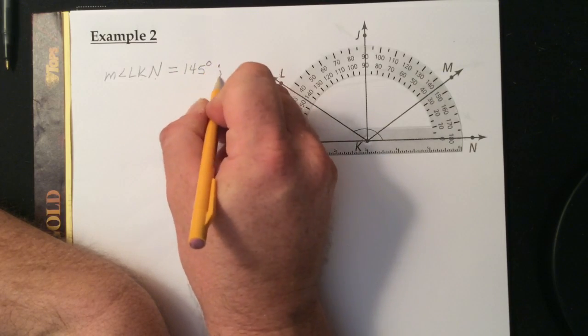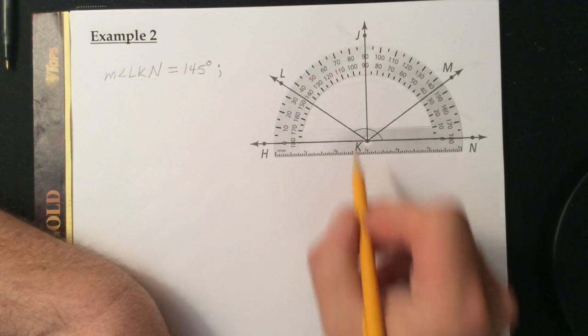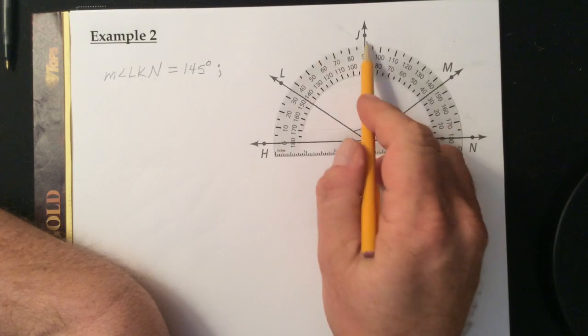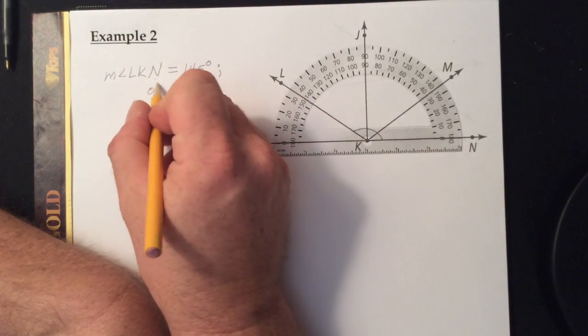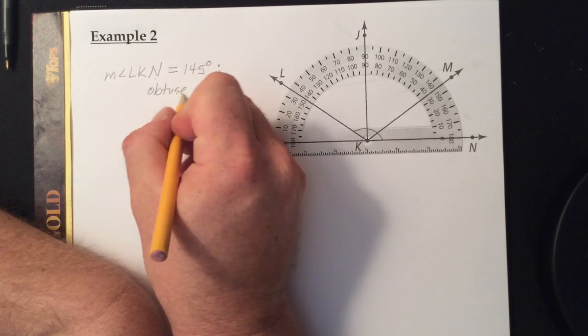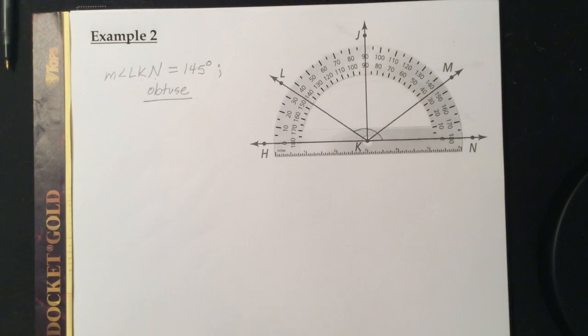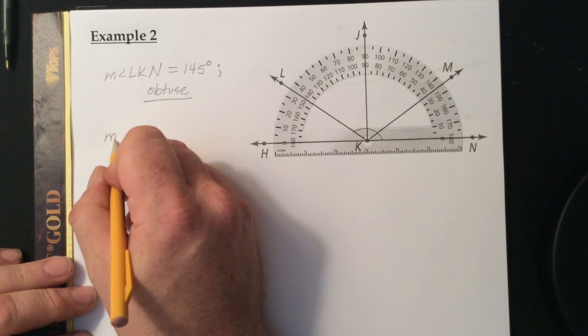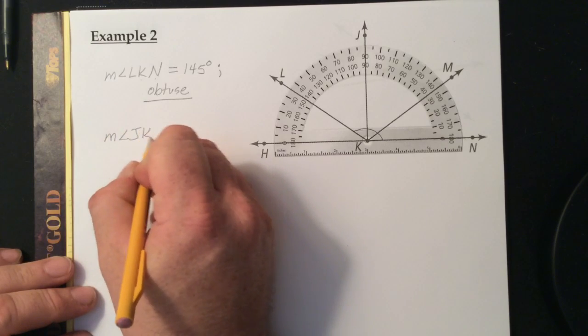Then we classify that angle by its size. This angle here is greater than 90 degrees, so therefore it's called an obtuse angle. The second one they asked for was for us to find the measure of angle JKL.